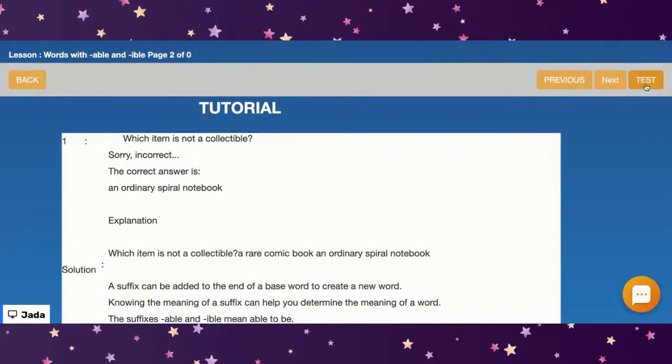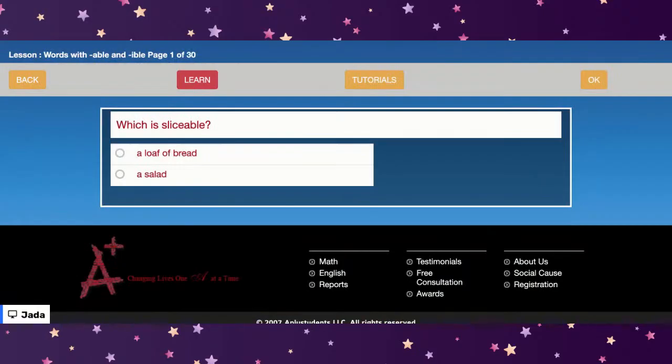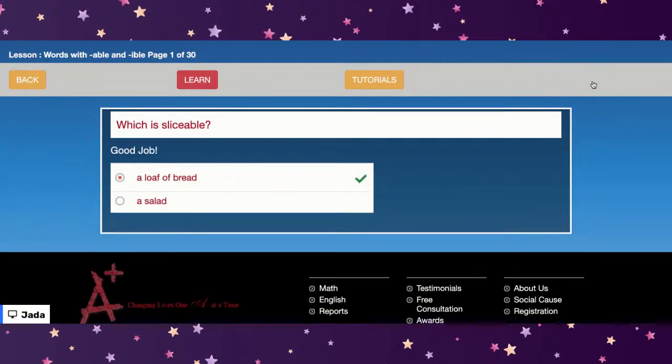Okay, all right, let's move on to the test. You can send your answers on the chat. Sliceable. Which is sliceable? What are your answers? Send your answers. Which is sliceable? Okay, a loaf of bread is sliceable. Of course, you can slice the bread.